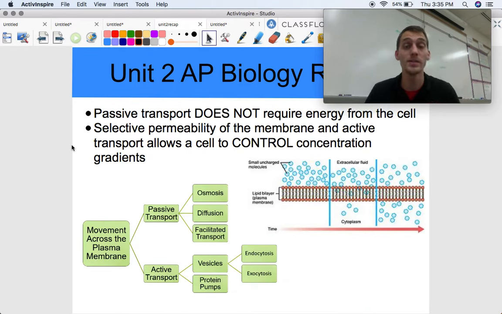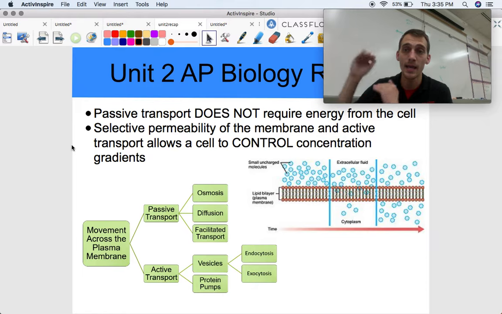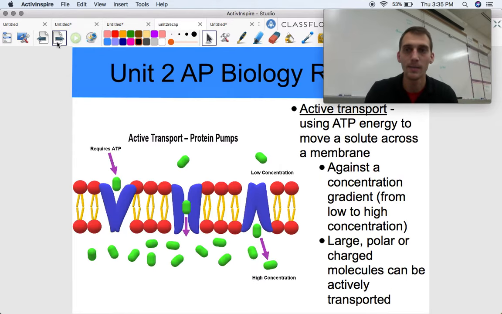Passive transport does not require energy from the cell, which is pretty nice, right? You don't need to spend any ATP on that. Selective permeability of the membrane and active transport allow a cell to control concentration gradients, is what I just said. I'm getting a little ahead of myself. But the cell's ability to control the outside versus the inside and the concentration gradients between them is really important for it to maintain homeostasis and stay alive. Control what goes in and out and make sure it's taking in nutrients and eliminating waste. So the opposite of passive transport is active transport.